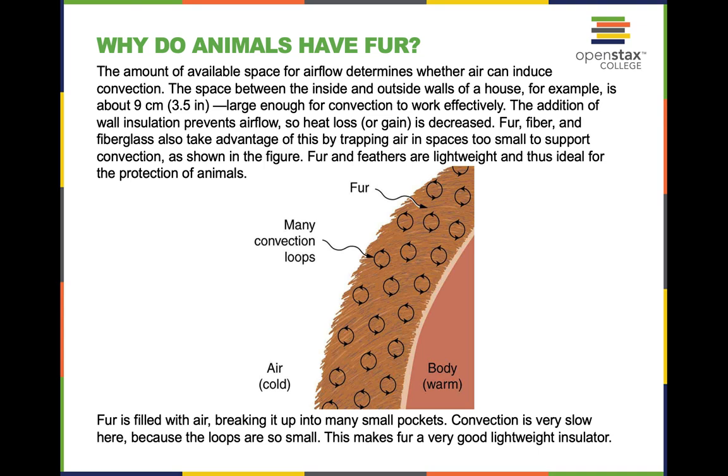Fur, fiber, and fiberglass also take advantage of this by trapping air in spaces too small to support convection, as shown in the figure. Fur and feathers are lightweight and thus ideal for the protection of animals. Fur is filled with air, breaking it up into small pockets. Convection is very slow here because the loops are so small. This makes fur a good lightweight insulator.